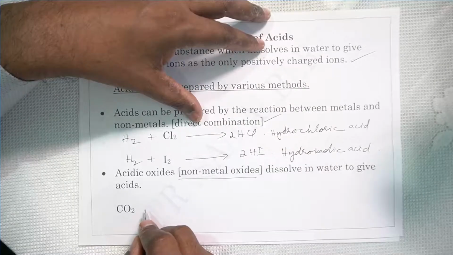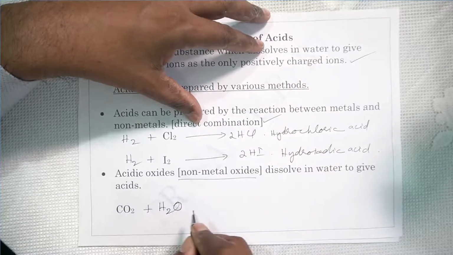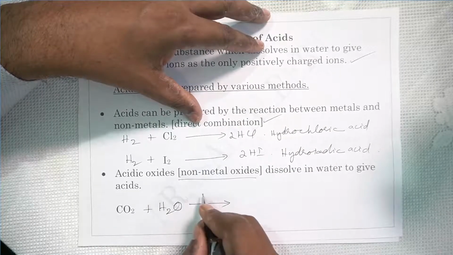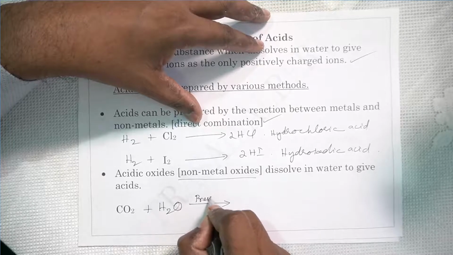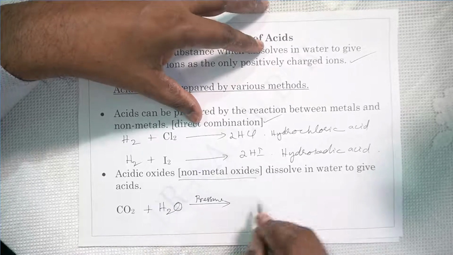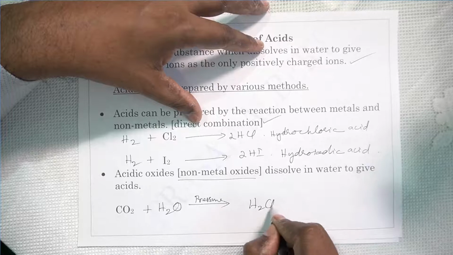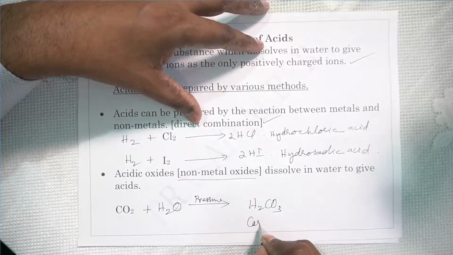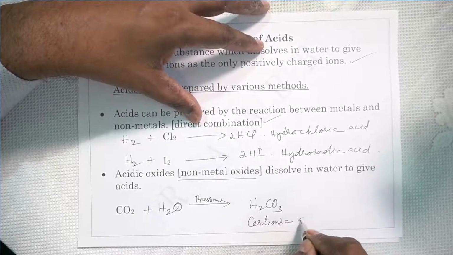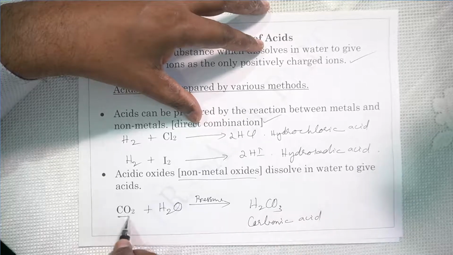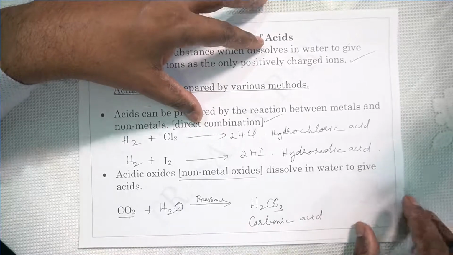Non-metal oxides, for example carbon dioxide, dissolve in water. Normally the solubility is very low, so we need to apply pressure. If you apply pressure, the solubility increases. You get H2CO3, which is known as carbonic acid. So the non-metal oxide here is CO2, carbon dioxide, which is acidic, dissolves in water, giving carbonic acid.